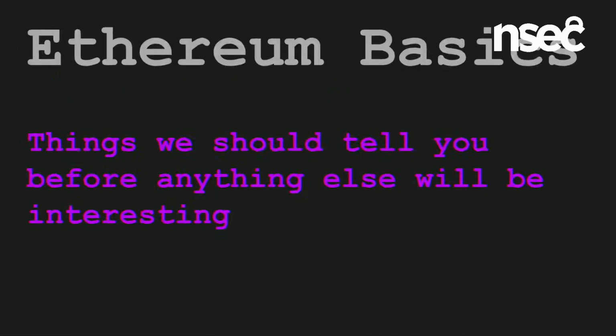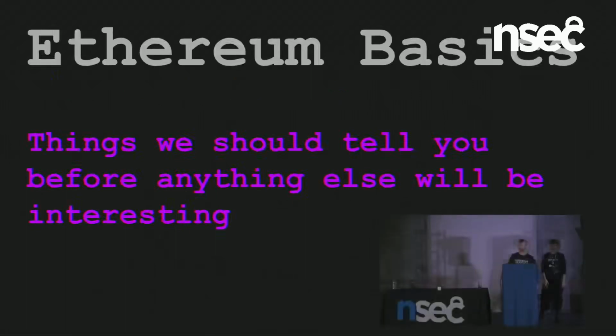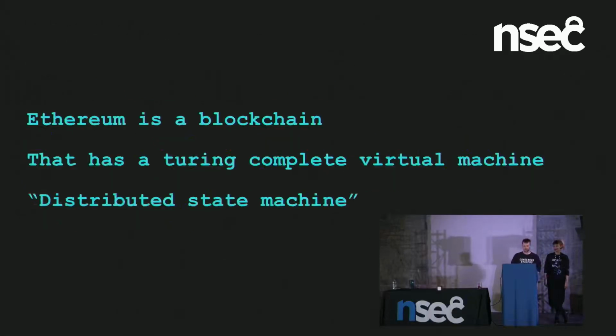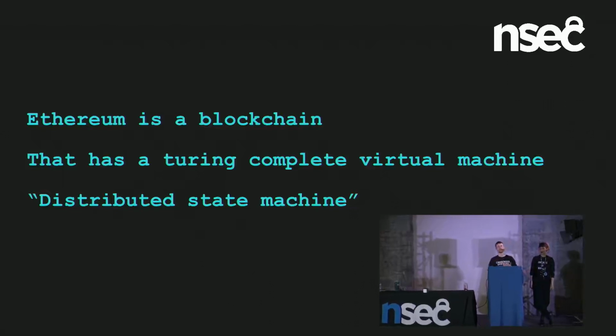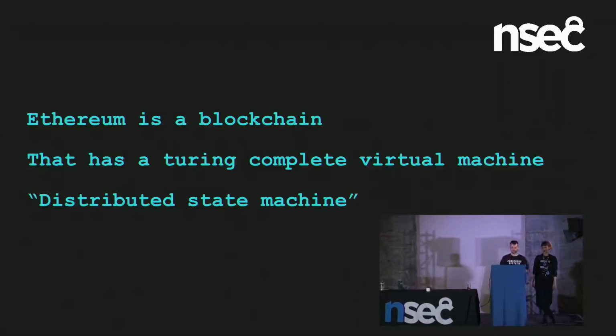All right, so Ethereum basics. Let's get you started. Everything here will be all the essentials you need to follow the talk. First of all, Ethereum is a blockchain. It's a chain of blocks, and we'll define that a little bit better in a minute. It has a Turing-complete virtual machine. That sounds dangerous. And it's a distributed state machine. Many blockchains you could think of as a distributed ledger. I like to think of this one as a distributed state machine.